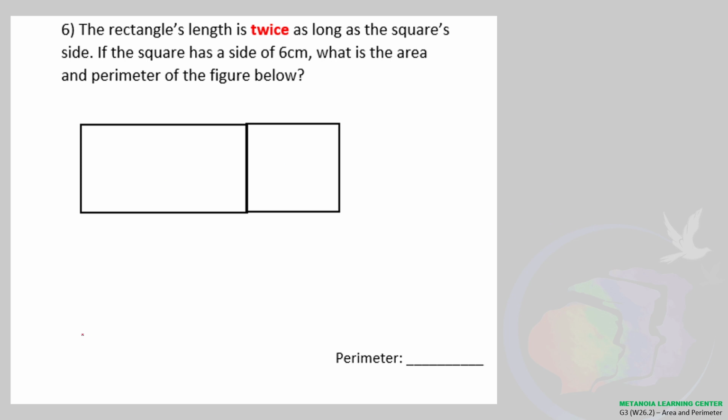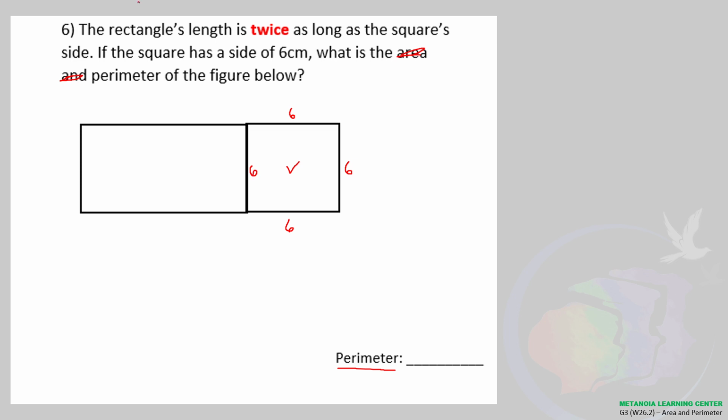Okay, so in this case, number 6, the rectangle's length is twice as long as the square's side. If the square has a side of 6 centimeters, what is the area and perimeter of the figure? Actually, I said area and perimeter of the figure, but I'm only asking for the perimeter. So for this case, you just answer the perimeter alone. So what is the perimeter of the figure below? If the square has a side of 6 centimeters, this is the square, and its side is equivalent to 6 centimeters.